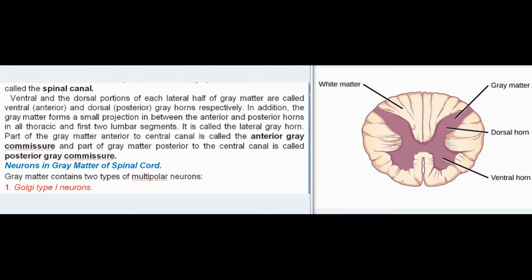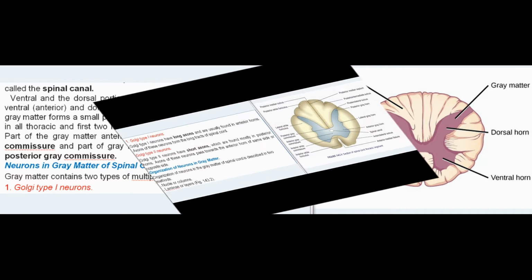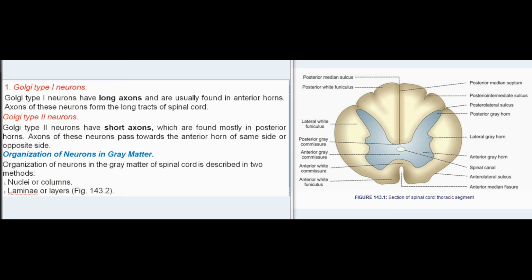Neurons in gray matter of spinal cord. Gray matter contains two types of multipolar neurons. One, Golgi type I neurons. Golgi type I neurons have long axons and are usually found in anterior horns. Axons of these neurons form the long tracts of spinal cord. Golgi type II neurons. Golgi type II neurons have short axons, which are found mostly in posterior horns. Axons of these neurons pass towards the anterior horn of same side or opposite side.